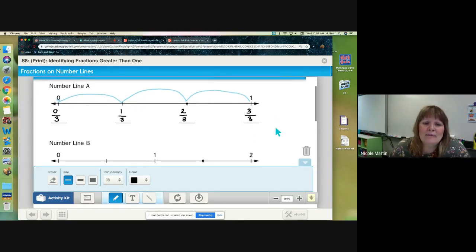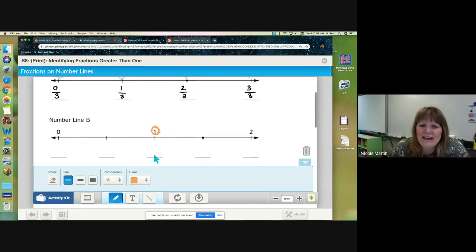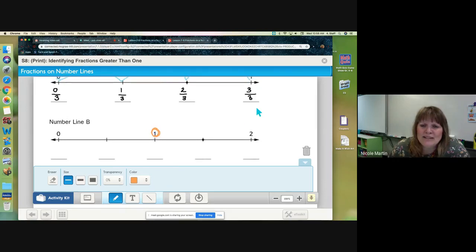Let's take a look at number line B. Now we're looking at the same thing. Notice on this number line, the whole, the 1, is right here. Okay, that whole piece is right here. On the first number line, it wasn't till the very end. So let's take a look from 0 to 1. It's 1 equal spot, and it's 2 equal pieces. So there are 2 equal pieces from 0 to 1.